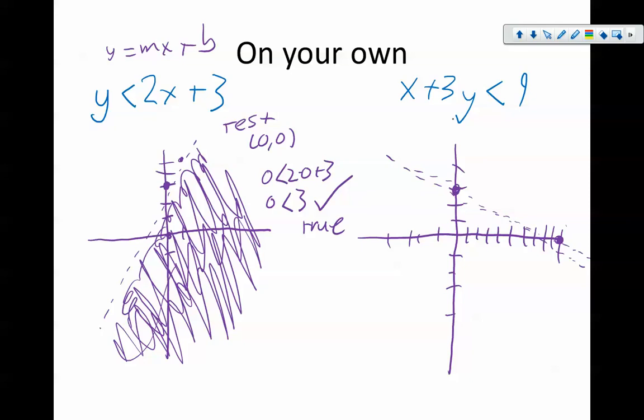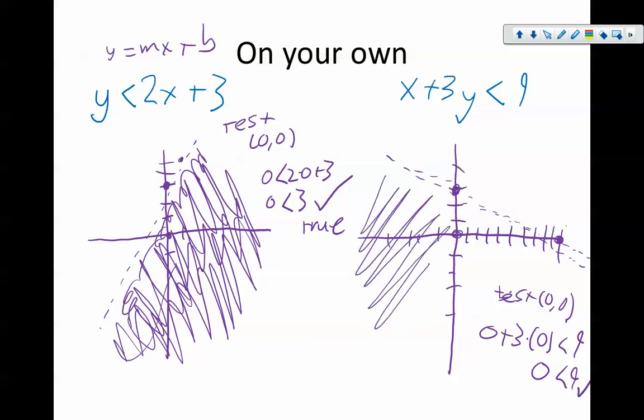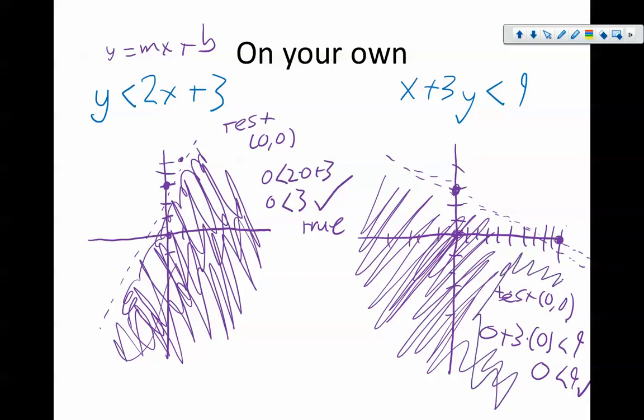And then I don't know which side to shade, so I'd better test a side. So we're going to test 0, 0. And when I do that, I get 0 plus 3 times 0 is less than 9, which is 0 is less than 9. That's a true statement. Therefore, since 0, 0 is true, everything on this side is going to be true. Like that. We'll leave it so you can read that.